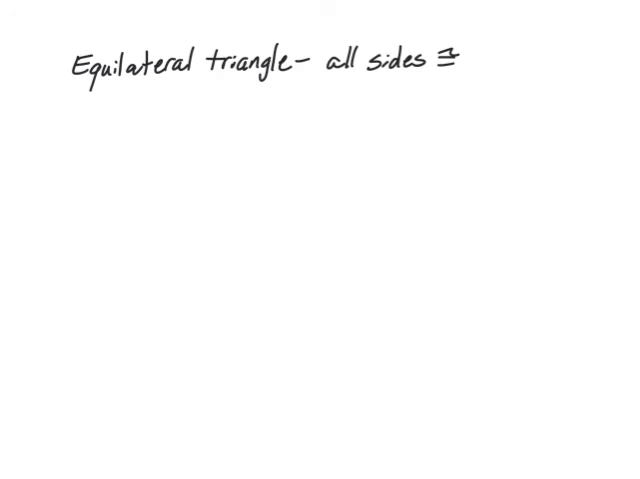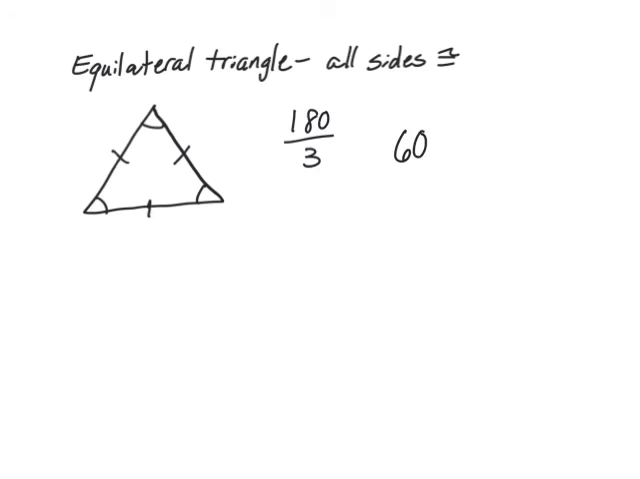Finally, we're just going to define what an equilateral triangle is. An equilateral triangle is where all the sides are congruent. So an equilateral triangle is considered an isosceles triangle. It's a special case where all three sides are congruent. Therefore, all three angles are congruent. And if you're trying to find the angle measure, the sum of the angles is 180, so you're dividing by 3, and in an equilateral triangle, each angle is 60 degrees.